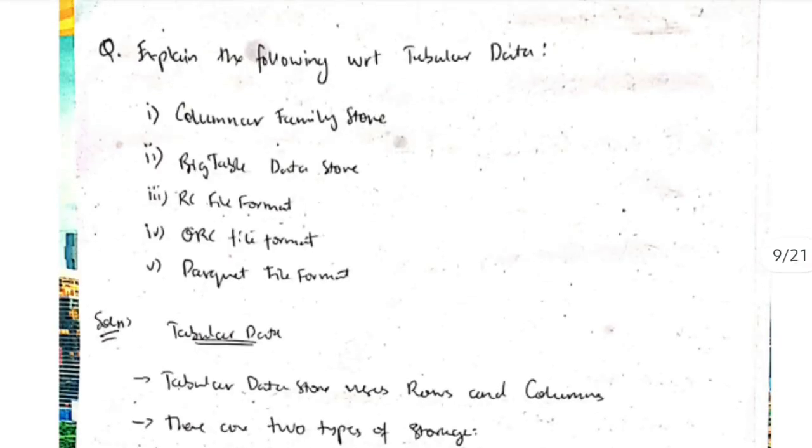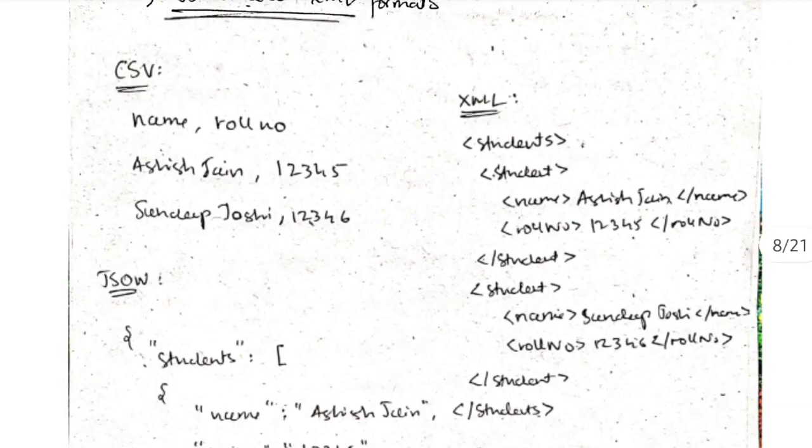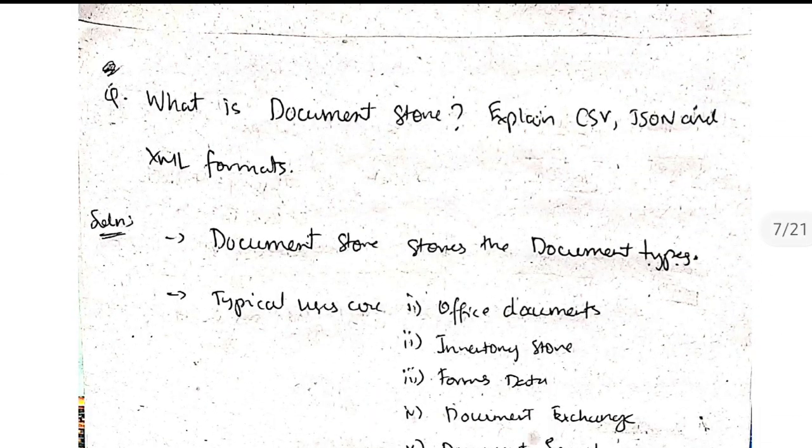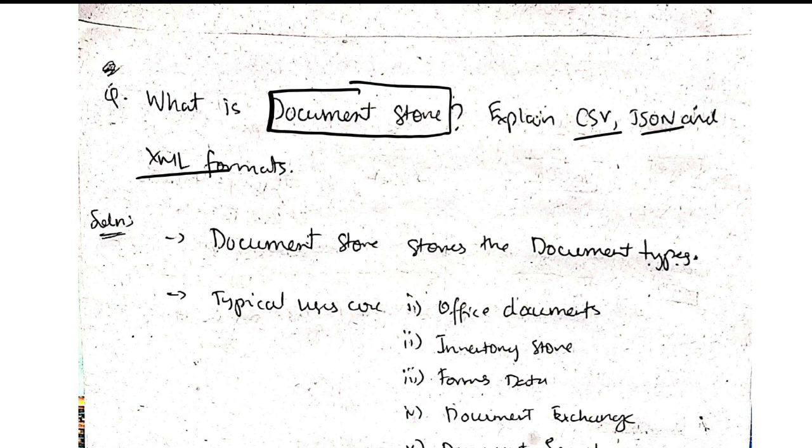So let's have a look at the type of questions that could be asked in the exam under the topic of document store. The main thing is there are three types of documents: CSV, JSON and XML formats. We'll be talking about document store, what it is and what its features are, and the two types in this one as well, which are MongoDB and CouchDB. We'll also explain CSV, JSON and XML formats, what the differences are, what their syntax is, and at which time we should use what. That we'll be discussing now.